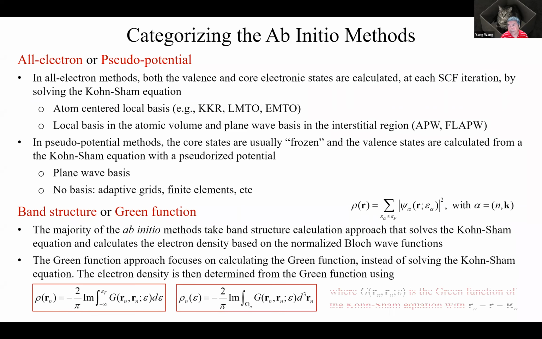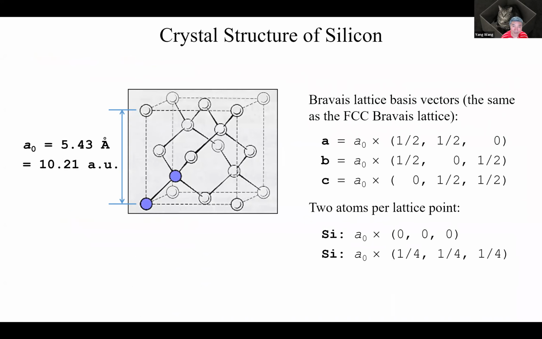There's another unique method, and that's what we take. It's a Green function approach, which focuses on calculating the Green function instead of solving the Kohn-Sham equation. So the electron density is then calculated from the Green function. That's our approach. But the Green function has certain difficulties, which I'm going to talk about. That's why it takes so long for us to attack this silicon problem.